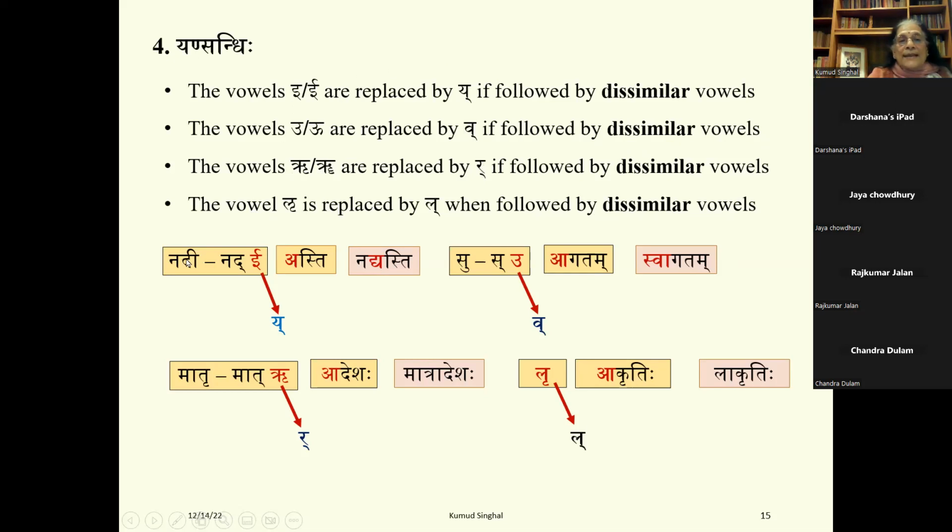So for example, Nadi asti, the river is here. So nadi ends in ī, long ī. Asti begins with the vowel a. So they are dissimilar vowels. And then ī will be replaced by the consonant y. One thing which is very important here, that only ī is replaced by y. It's not that both letters are replaced by y. So this is the difference between the three sandhis which we did, like dirgha, guna, and vriddhi, where both letters were replaced. Here only ī is replaced by y.